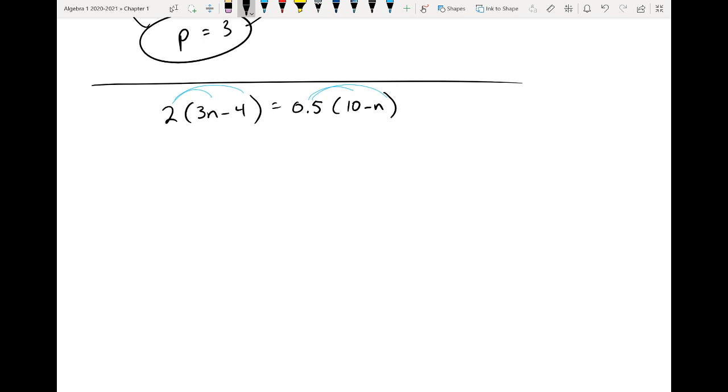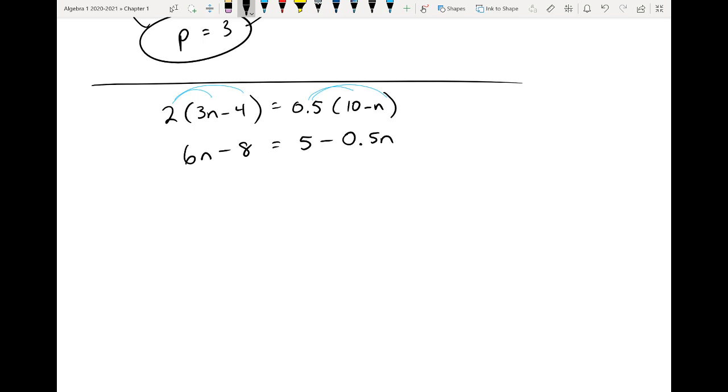When I have terms outside the parentheses, you see I make those distribution lines. It makes it so I don't make the mistake of not distributing to the second term. So 2 times 3n is 6n, but it forces me to do the step of 2 times negative 4, which is negative 8. And then I have 0.5 times 10, or in other words half of 10, which is 5, minus 0.5 times n. If you so choose, you can make that 1/2. It's up to you. It doesn't matter.